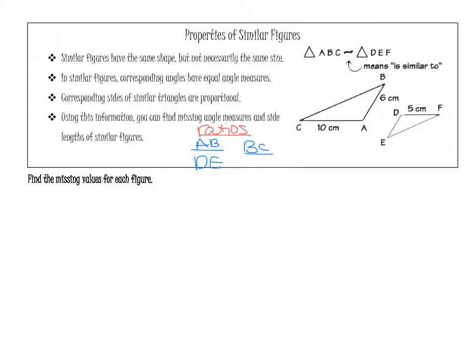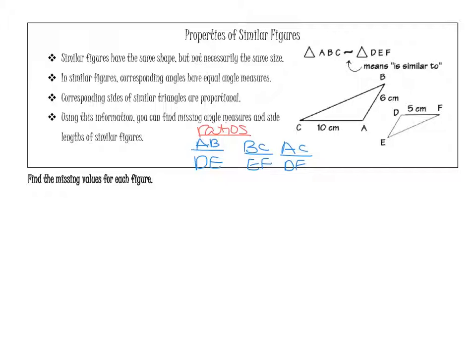EF, the last two letters in the name. And then my last side would be side AC. Which side of my second triangle does side AC correspond with? DF, the first and the last letters. So once again, without even looking at the picture, I don't even need the picture. I can tell you what my corresponding sides are. I can tell you what my corresponding angles are.